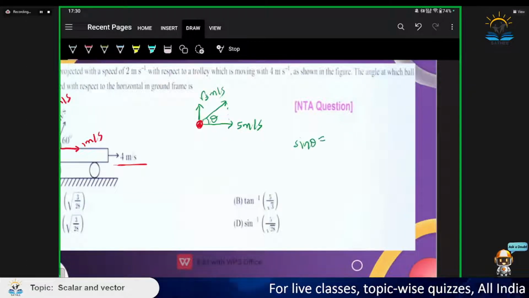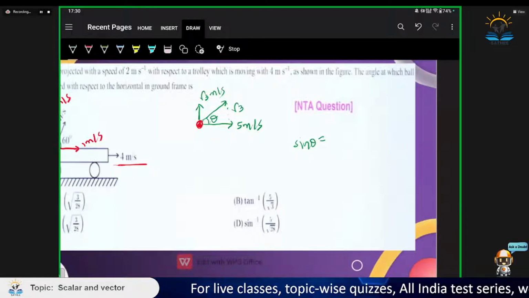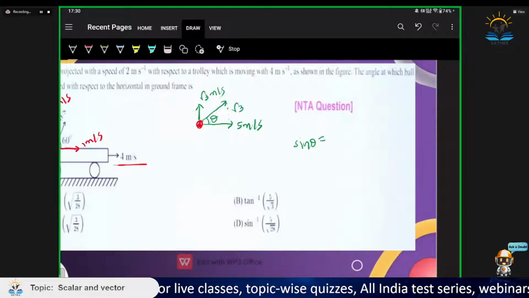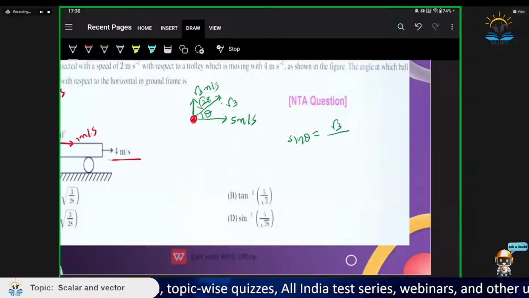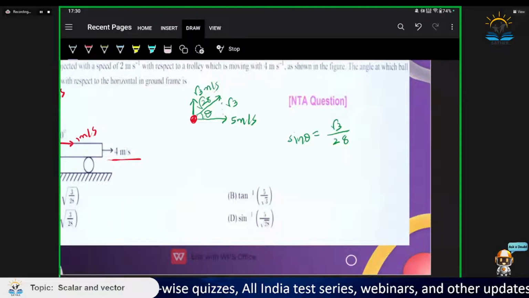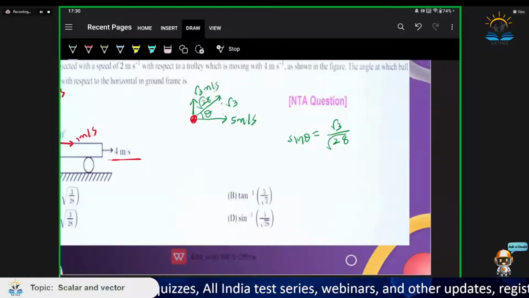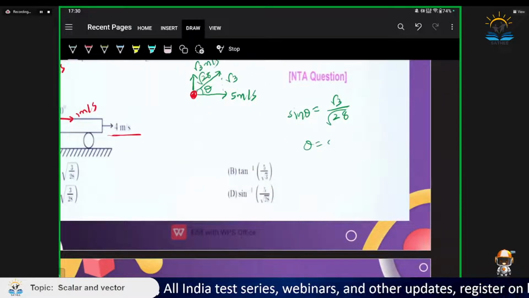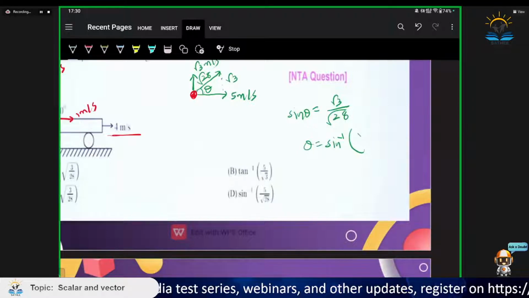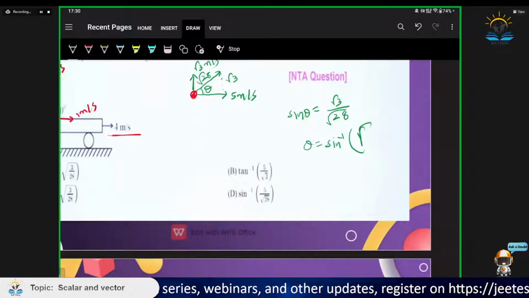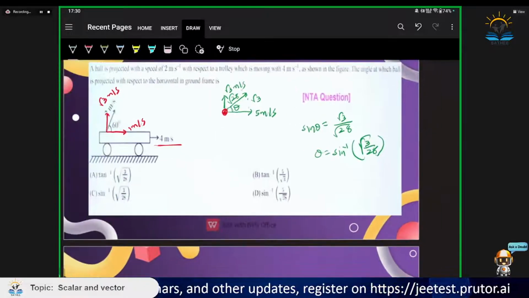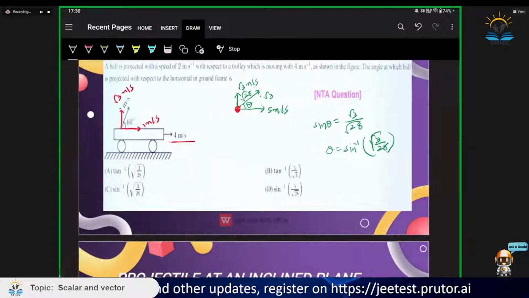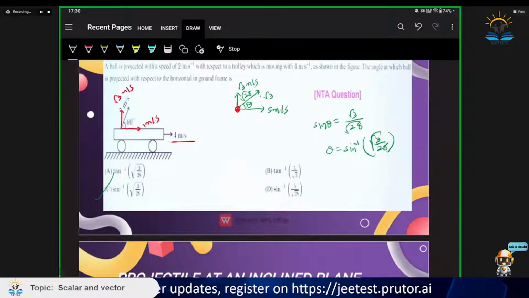Sine theta will be, so this is root 3 and this is 5. So this will be root of 25 plus 3, so root 28. So sine theta will be root 3 divided by root 28. Right. So theta will be sine inverse of root of 3 upon 28. So option C will be the right answer.